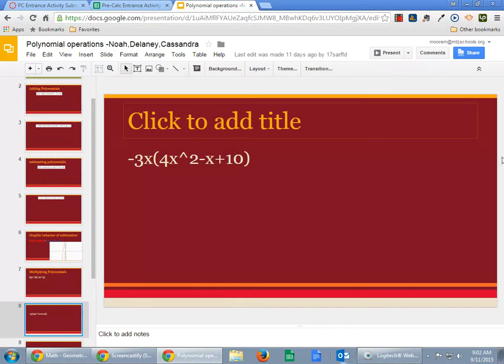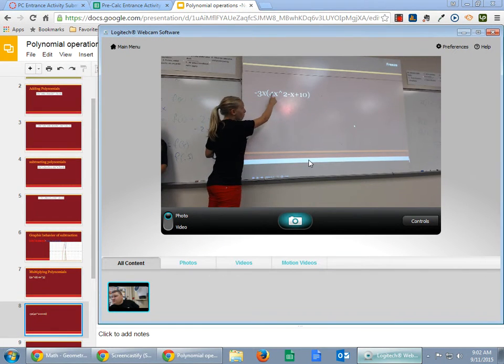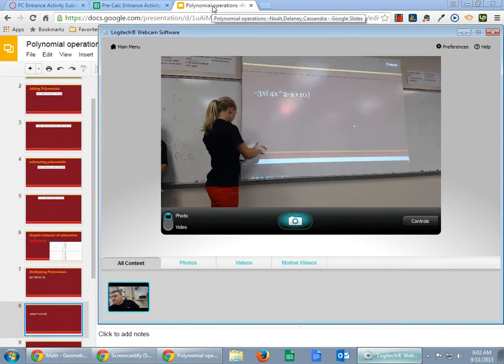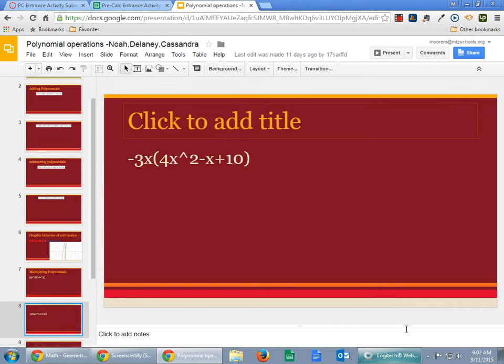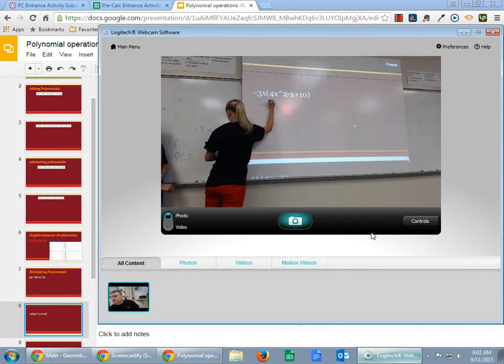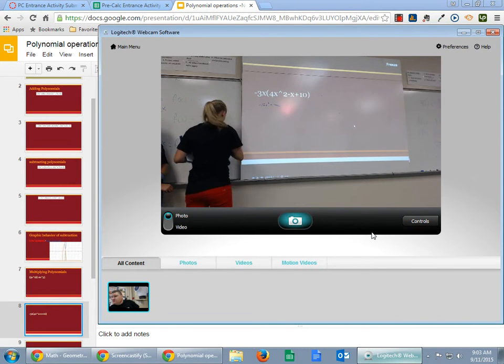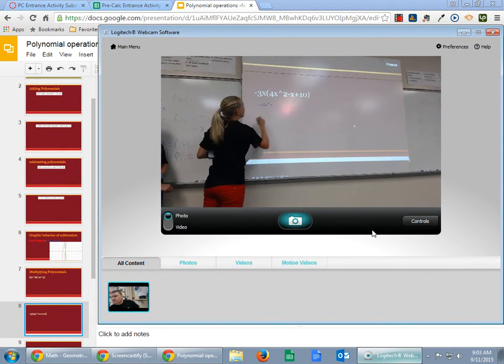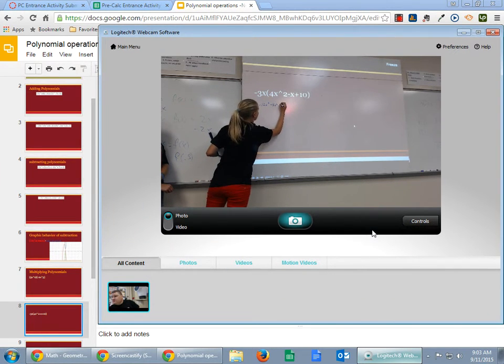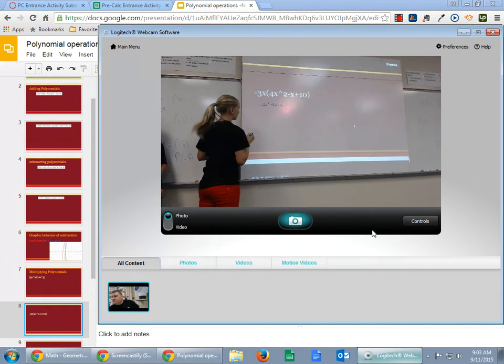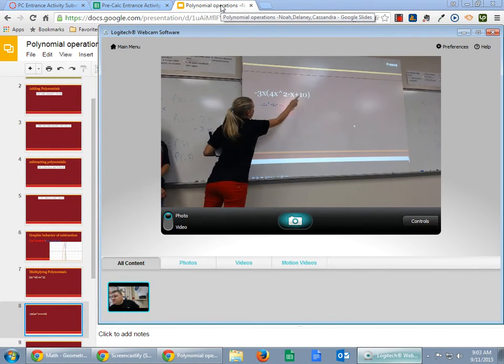And then this one is the same, except because there are more polynomials on that side, you would distribute the negative 3 to each of them. So negative 12x to the third plus 3x squared minus 30x. Because you did the negative 3 times the 4x squared, times the negative x, times the 10.